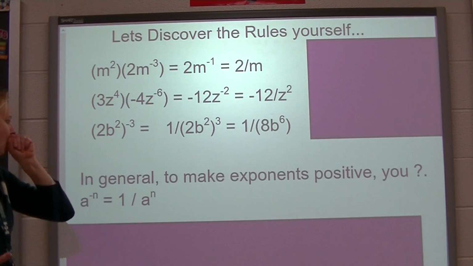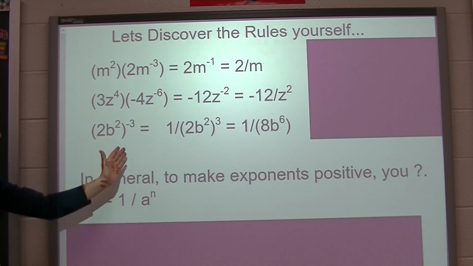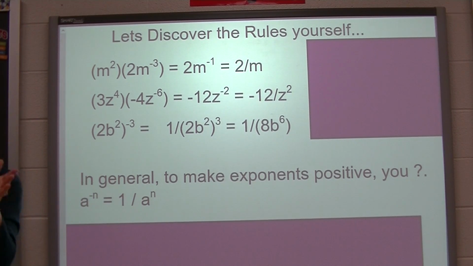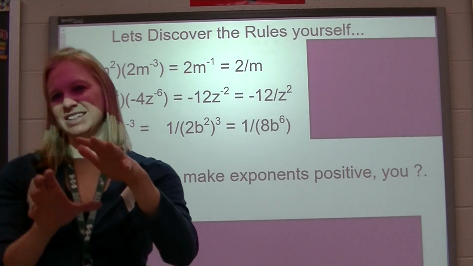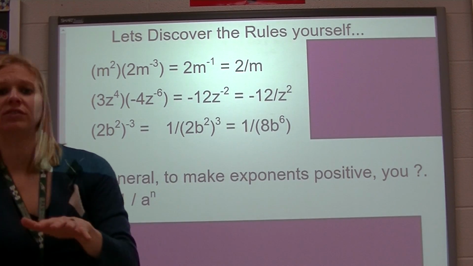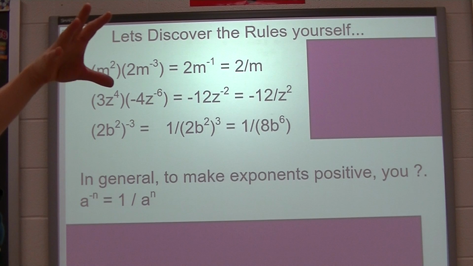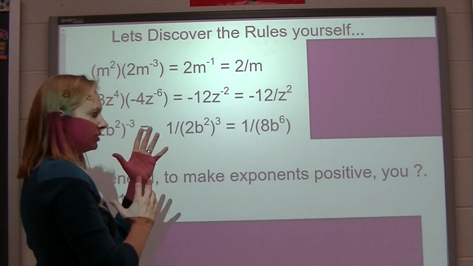Because a to the negative nth is equal to 1 over a to the positive nth. So anytime you have a negative exponent, you move it. Now here's a trick, and you'll need this for the problems that we're going to do in class. If in the denominator it's negative already, you can just move it to the numerator and that makes it positive, or vice versa. If it's negative in the numerator, you can just move it to the denominator and that makes it positive. So just moving it wherever it's at will make it positive.